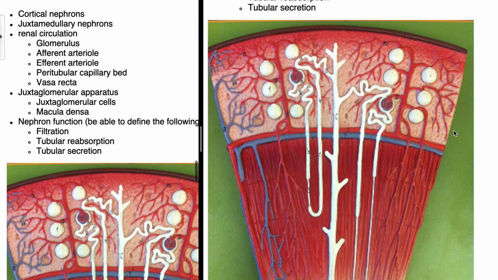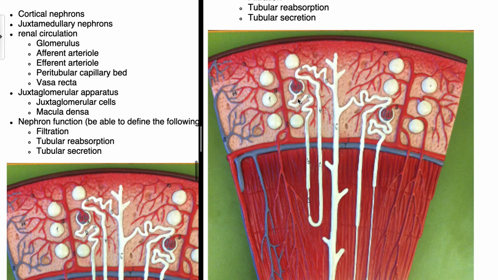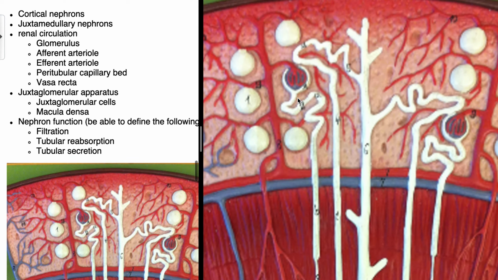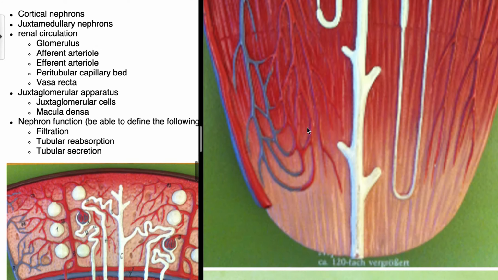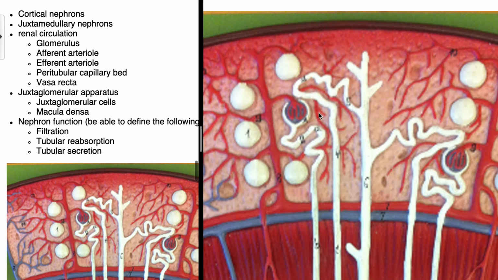So if we go back to this model and we zoom in here, basically afferent arteriole, glomerulus, efferent arteriole, and then you can see this kind of elaborately sprouting attempt to represent the peritubular capillary beds. It's basically a capillary bed that's very elaborate, meaning lots and lots of little branches that surround the proximal convoluted tubule, and it's in the cortex.